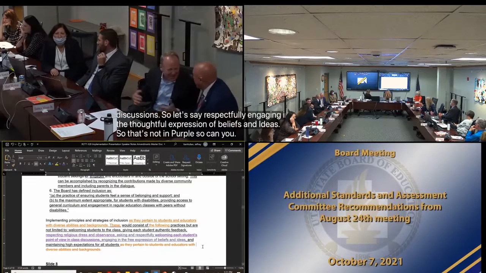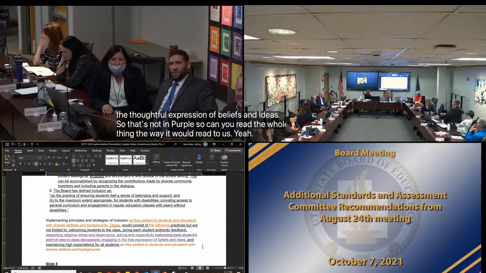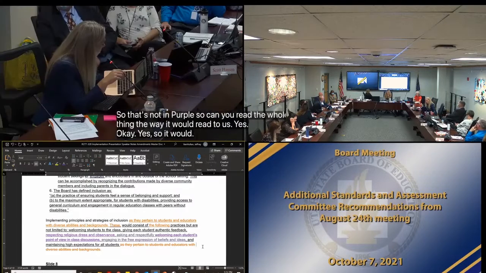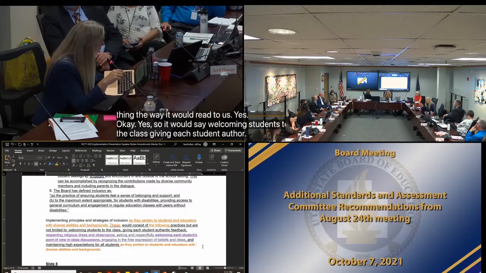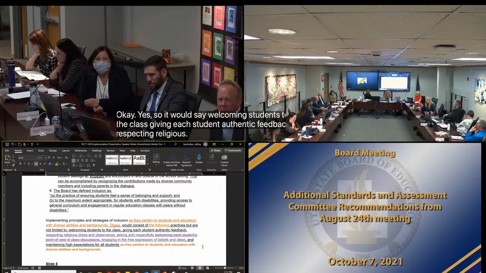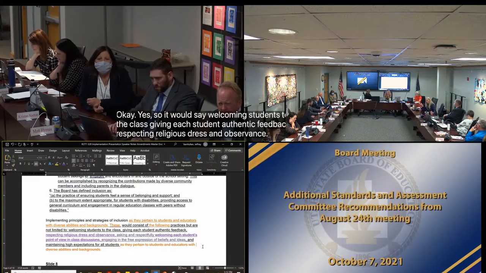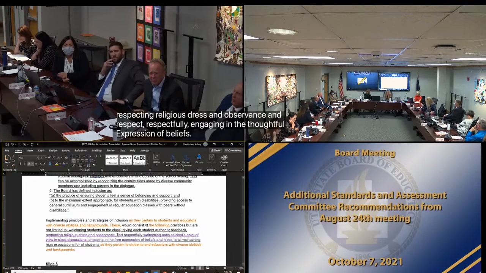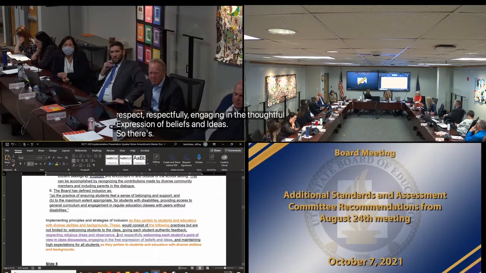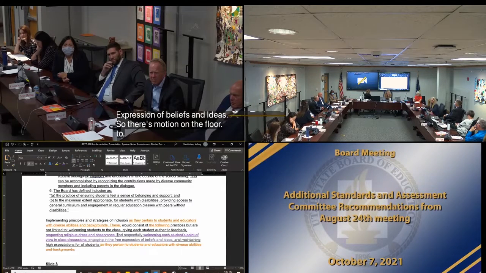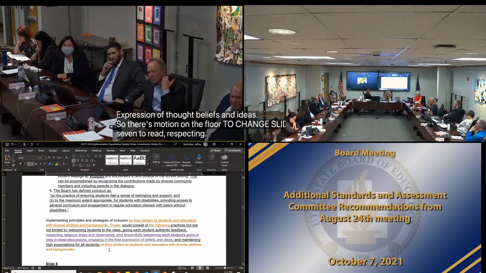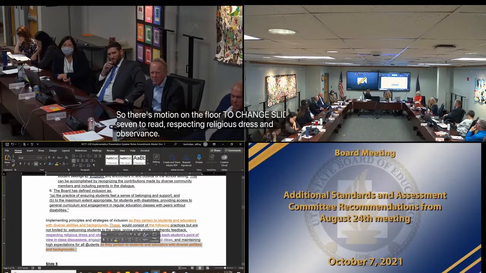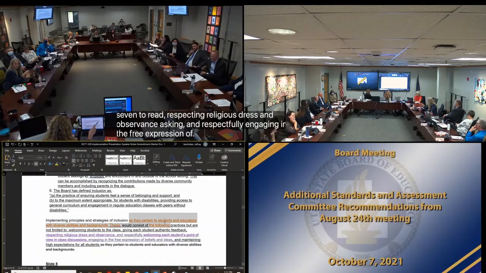So can you read the whole thing the way it would read to us? Yes. So it would say welcoming students to the class, giving each student authentic feedback, respecting religious dress and observance, and respectfully engaging in the thoughtful expression of beliefs and ideas. So there's a motion on the floor to change slide 7 to read, respecting religious dress and observance, asking and respectfully engaging in the free expression of beliefs and ideas.